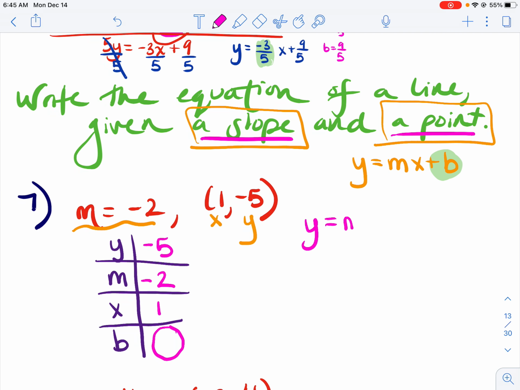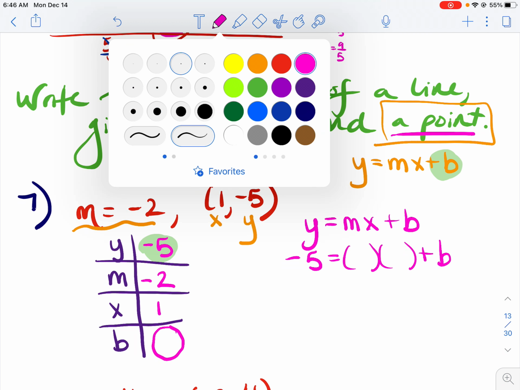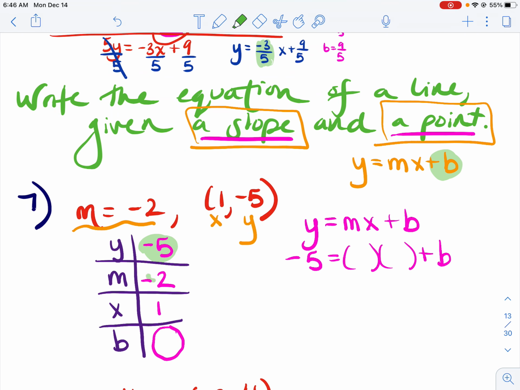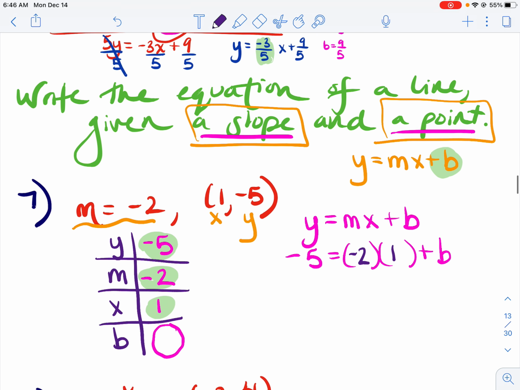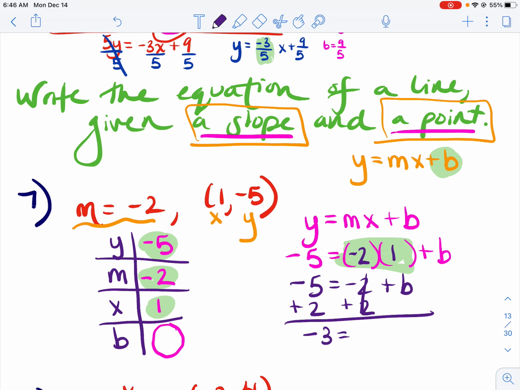Now we can substitute in to find b. Instead of y, I'm going to put in -5. I really like to use parentheses for my m and x just so I don't lose track of them. For my m, I'm going to put in -2, and for my x, I'm going to put in 1. Once I do that, I need to solve. I multiply -2 times 1, so -5 equals -2 plus b. I'm going to keep moving everything until I get b isolated, by itself. So b is -3.